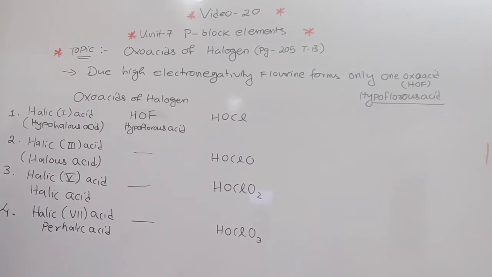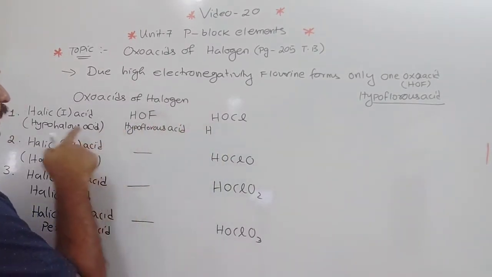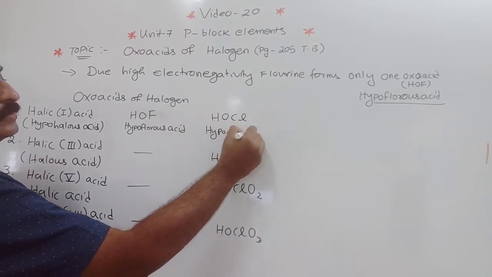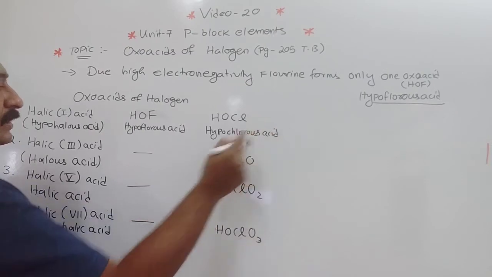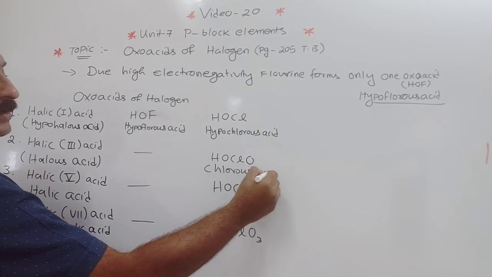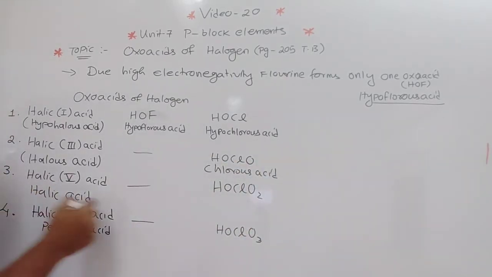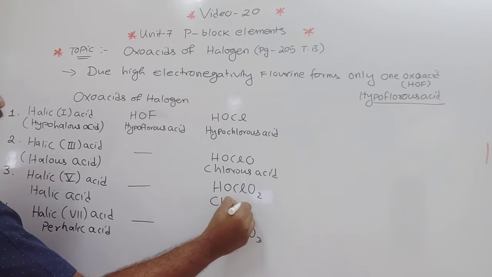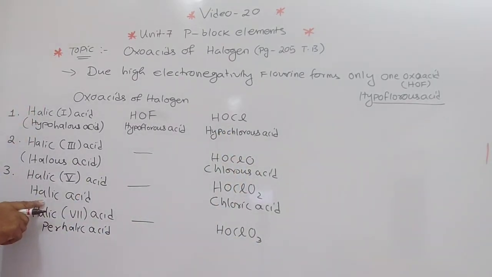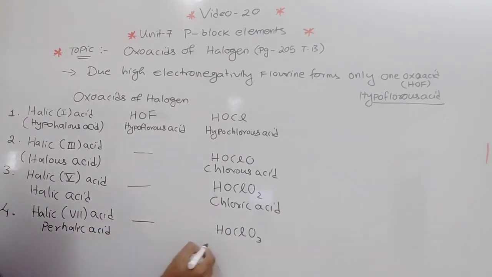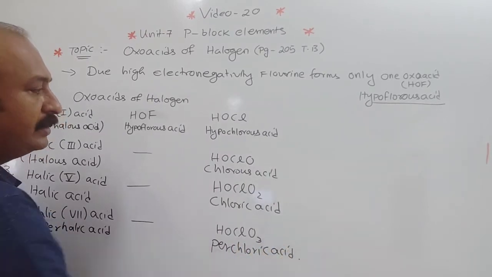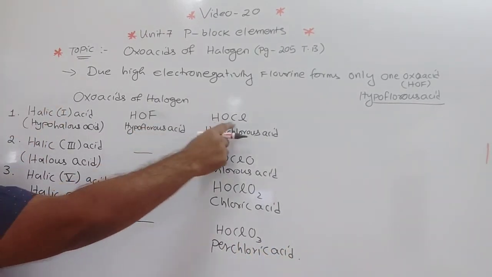Now, this one is called hypohalous, so it is hypochlorous acid, clear? This one, halous acid, so chlorous acid, clear? This one, when we say it is halic acid, so chloric acid. Understood? So these names are based on this. Chloric acid is there, and the last one is perchloric acid. Okay? Now, this is chlorine.